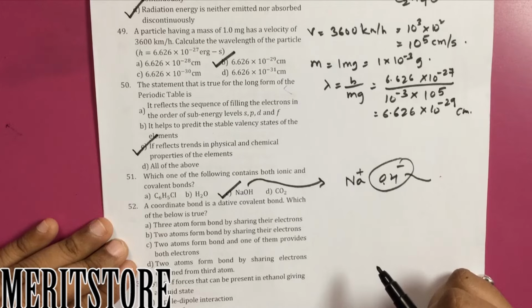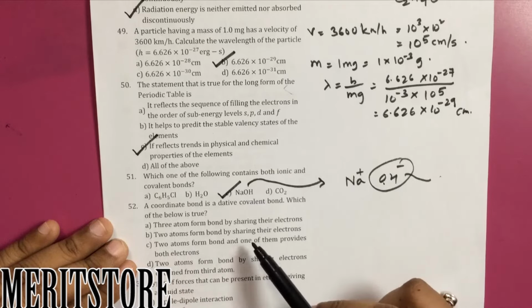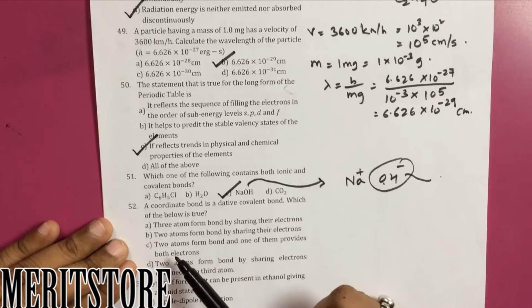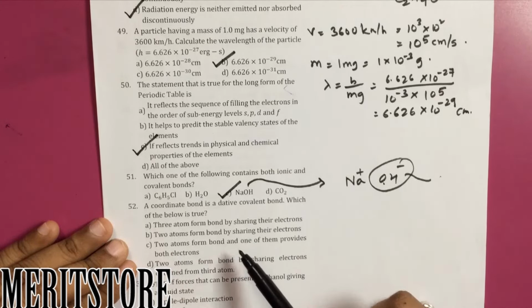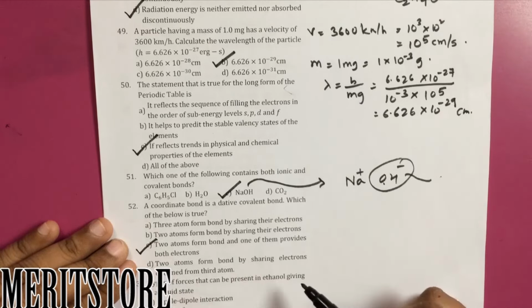Question number 52 is, a coordinate bond is a dative covalent bond. Which of the following is true? Three atoms form a bond by sharing of their electrons. Two atoms form a bond by sharing of their electrons. Two atoms form the bond and one of them provides both the electrons. This is absolutely true. That is called a coordinate bond. One of them only shares the electrons.